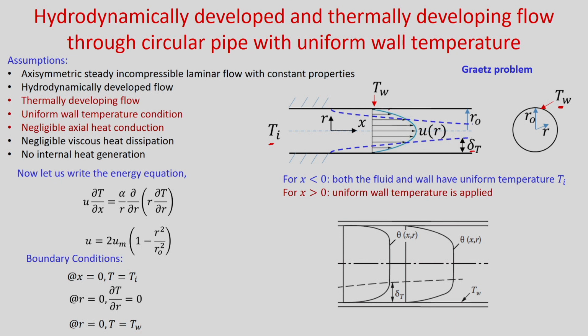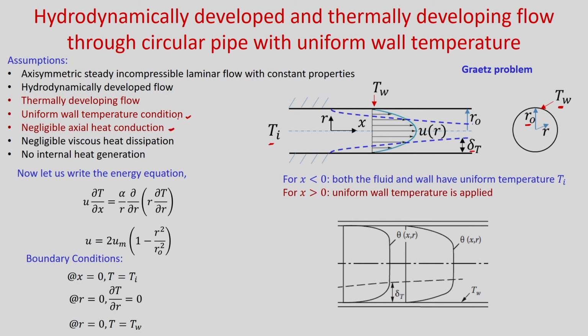In this region we are considering hydrodynamically fully developed flow. However, you have a thermally developing temperature profile. Here you can see the radius of the tube is r naught and r is measured from the central line. These are the assumptions we have already discussed. Only one important assumption we are taking is the uniform wall temperature condition, and we are neglecting axial heat conduction.